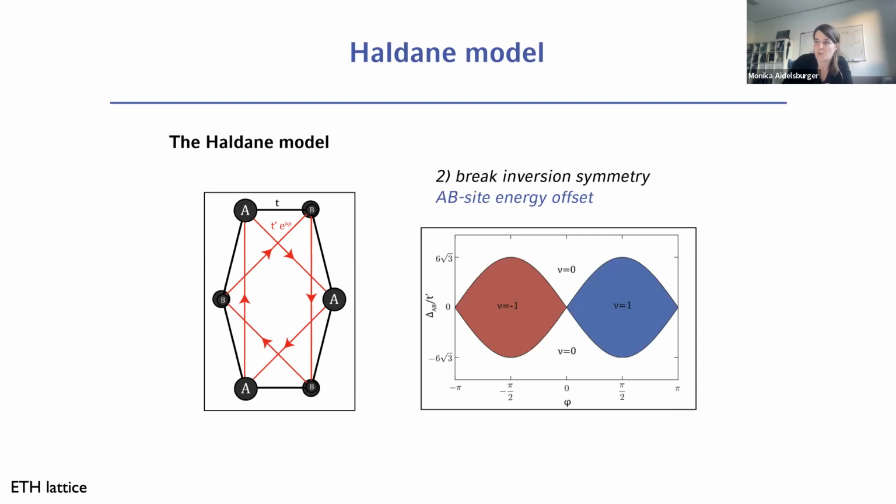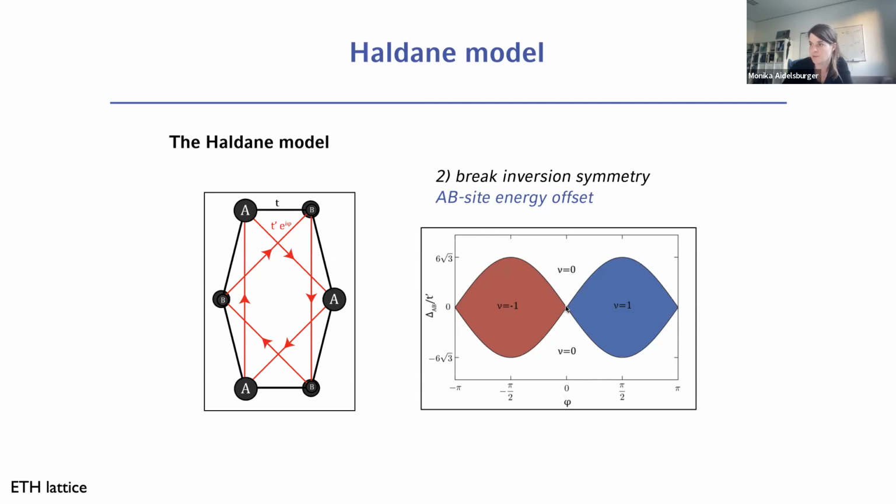In addition, we can also play around with the sublattice energy offset between A and B sites. This is shown by these larger and smaller dots that illustrate the corners of this brick wall unit cell. And this again changes the topological properties of the lattice model. So here you see the topological phase diagram. Sorry for changing notations. On the horizontal axis, this phi is the phase that appears in the complex next nearest neighbor hopping. And on the vertical axis, you see delta AB, the sublattice energy offset.